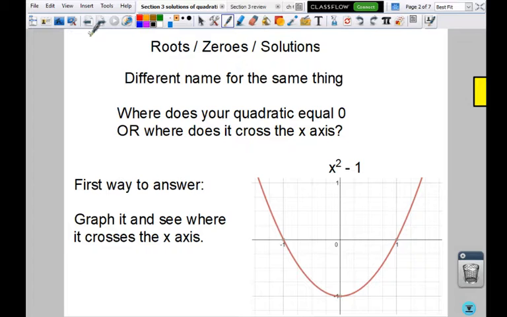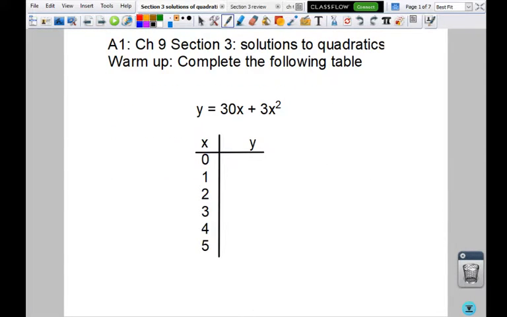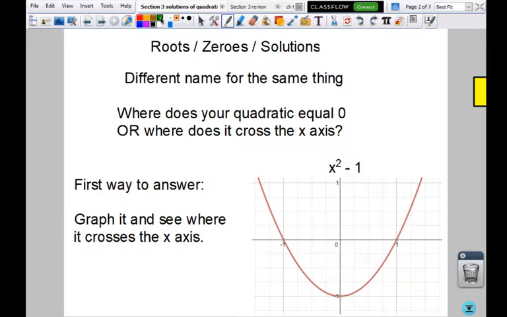So, if I were to look at our warm-up here, it crosses in two spots. The first one, when I typed in 0, I got 0, right? That is a solution. What is x when y is 0? So we'll look at that more later.